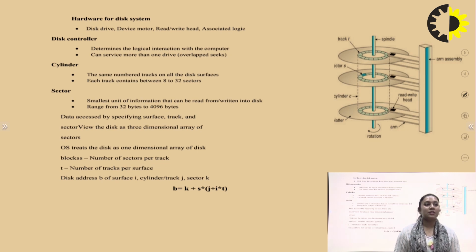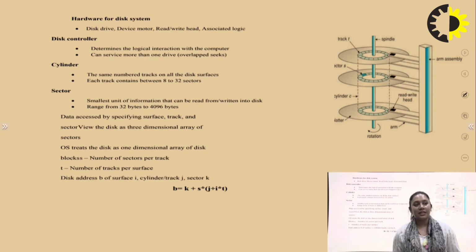Then sectors. A sector is the smallest unit of information that can be read or written in disk operations, and it ranges between 32 and 4096 bytes. The data in the disk storage is specified by the surfaces, the tracks and the sectors, which form a three-dimensional array of sectors. The operating system treats the disk as a one-dimensional array of disk blocks, divided by the number of sectors per track.